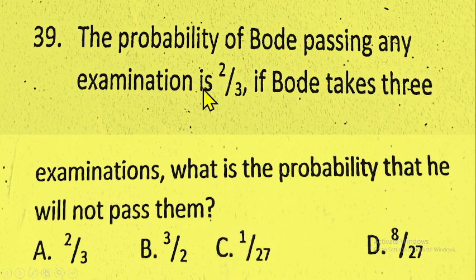Find the probability that they will not pass the exam once. Whatever you get, that will be 1 over 3. Then the probability that they will not pass it in 3 times is 1 over 3 times 1 over 3 times 1 over 3. So that should give us 1 over 27.